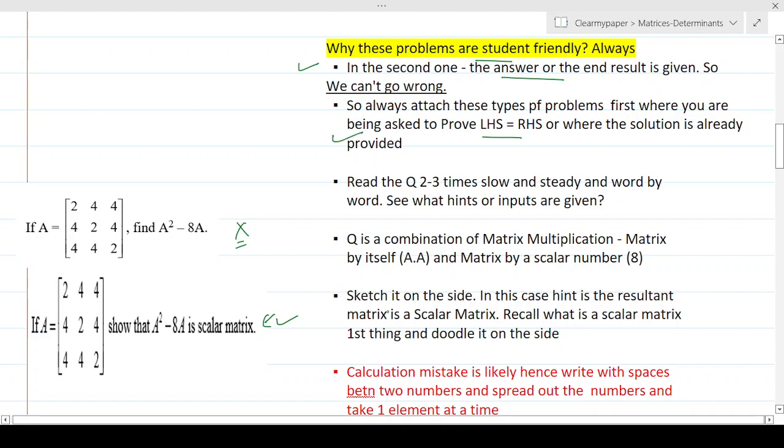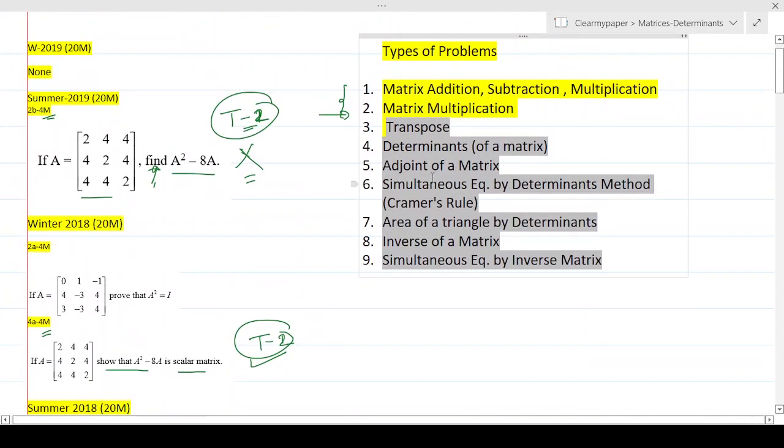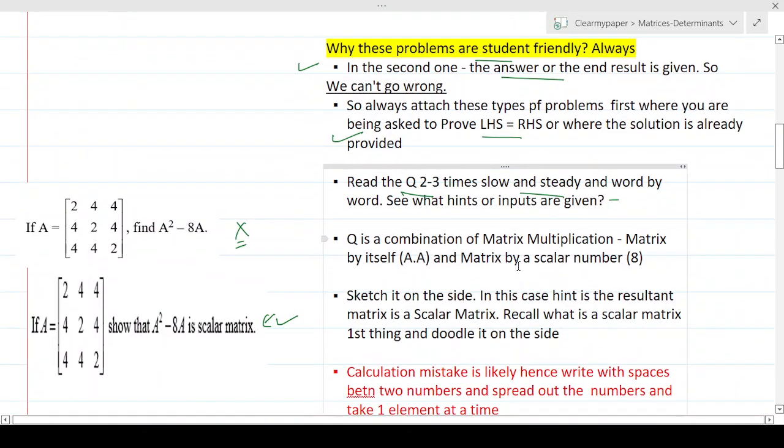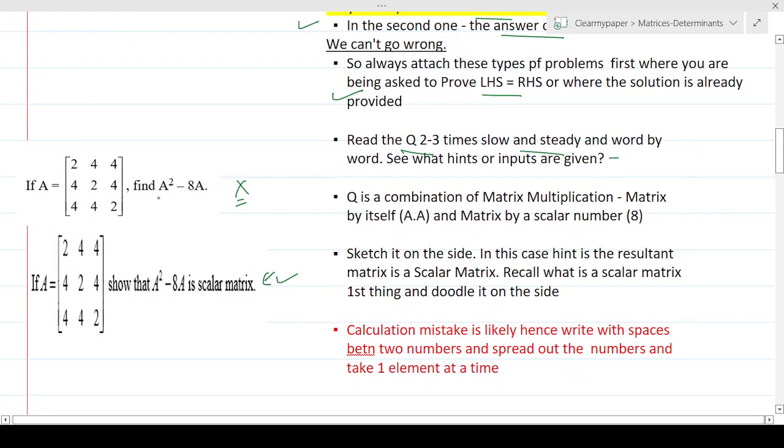And in any problem, whether matrices or determinants or any mathematical problem, always read the question very carefully, slowly, word by word, at least 2 to 3 times to understand what is given. You'll be able to break it in your head if you practice well to relate what kind of problem or what type it fits into. In this case, we know that this is going to be a type 2, but you have to slowly and patiently read. You have to see, okay, what are the hints given?